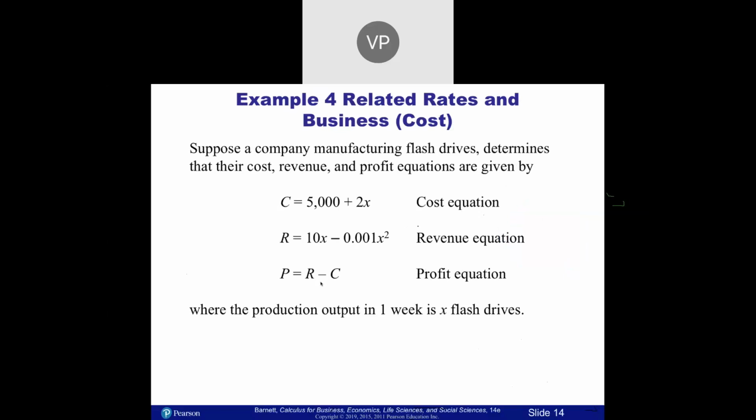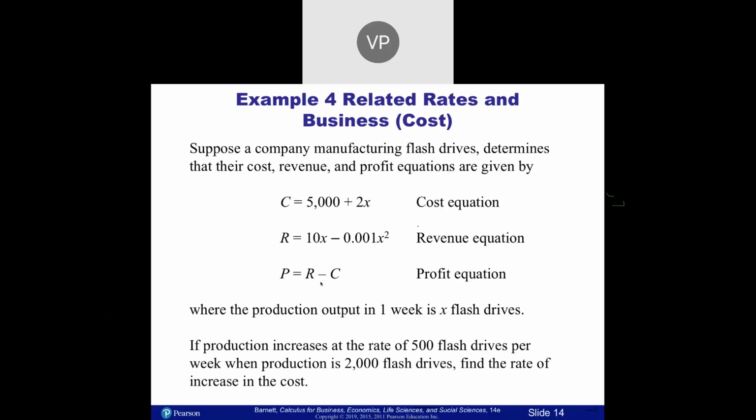Now we'll get to one that fits in our theme of our course, our business, a little more. They give you a cost equation, 5,000 plus 2x. Revenue equation, 10x minus 0.001x squared. And of course, your profit is always the same, revenue minus cost. So the production output in 1 week is x flash drives. How many you're making in a single week? So they tell us production increases at a rate of 500 flash drives per week. So notice they're not telling you it's 500 flash drives. They're telling you that's the rate.